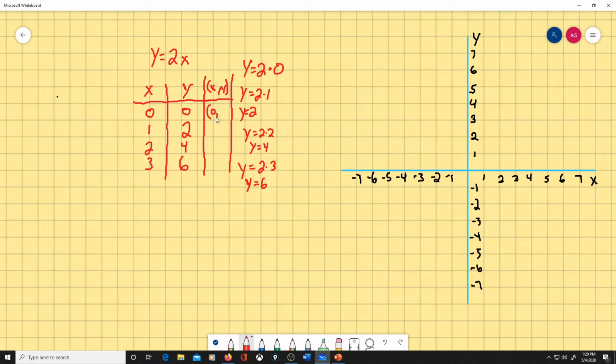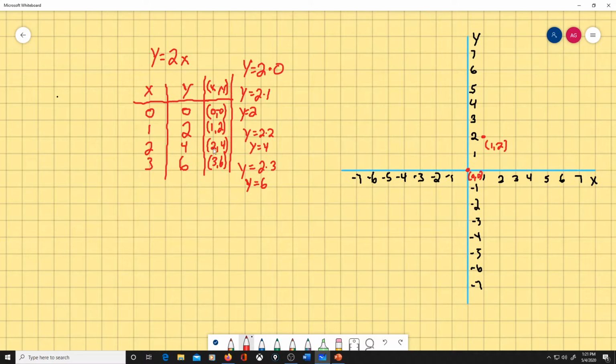So this point would be 0, 0. This point here would be 1, 2. This point here would be 2, 4. This point here would be 3, 6. That's really nice. Now I'm going to graph the first one, 0, 0. Well, that tells us we're going to be at the very middle of the lobby, and we're not taking the elevator anywhere. So there's that point, 0, 0. This point is 1, 2. 1 is positive, so we're going to go right 1. And then it says positive 2, so we're going to go up 2 on the elevator. So that's going to put that point there, 1, 2.